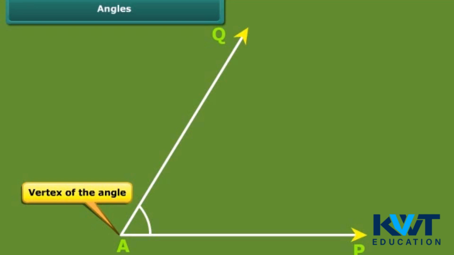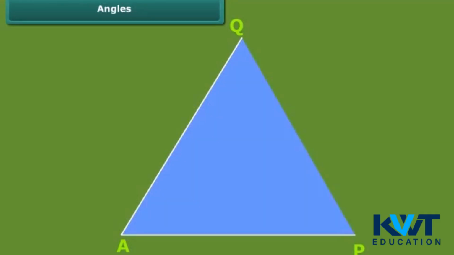The angle is named angle PAQ. Note that the vertex specifying the angle is written as the middle letter. In the figure shown, the interior and the exterior of the angle are denoted by different colors.